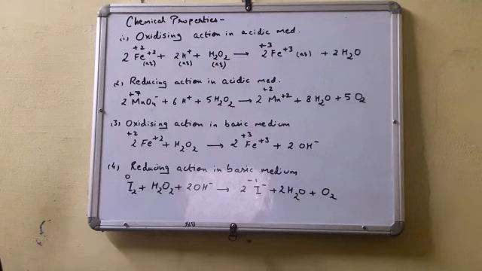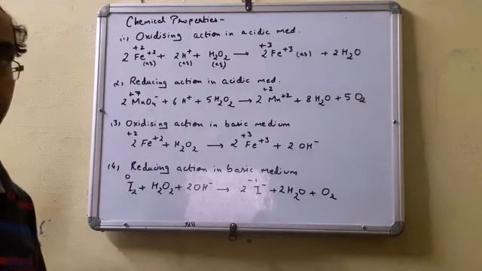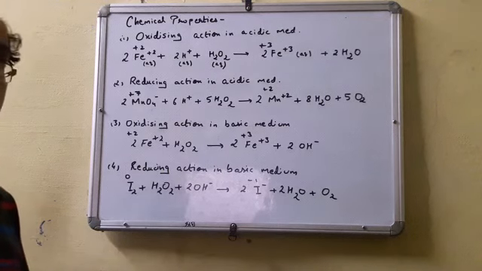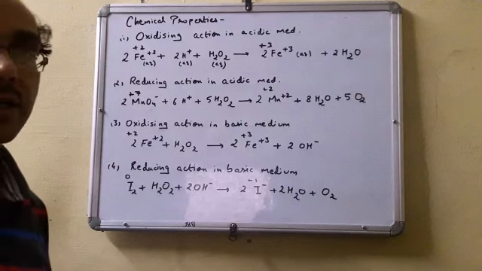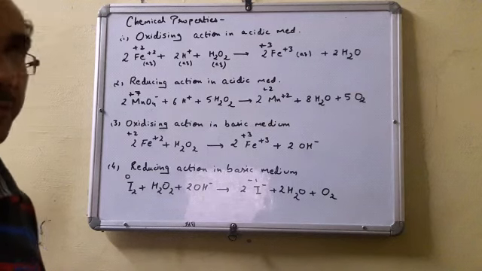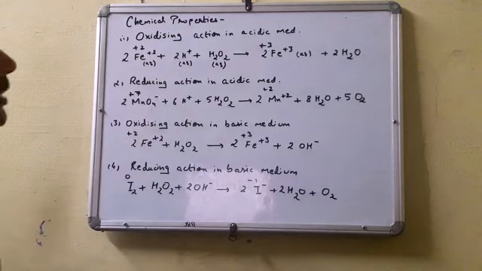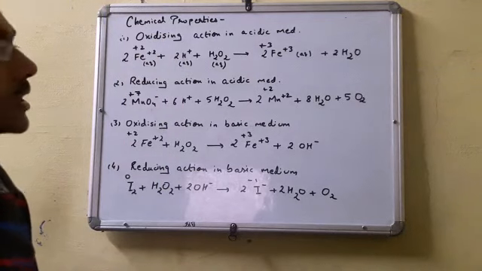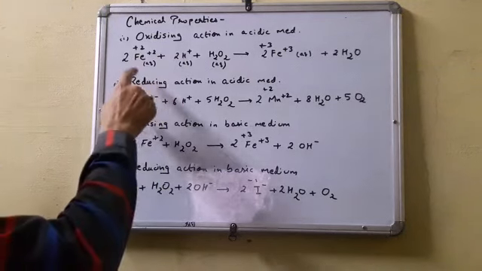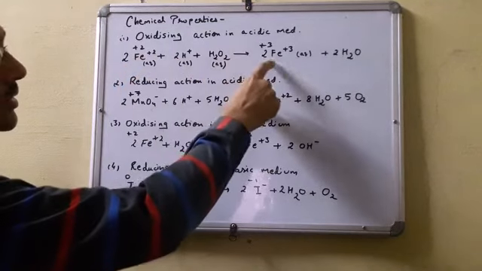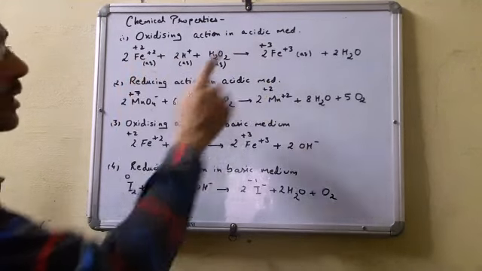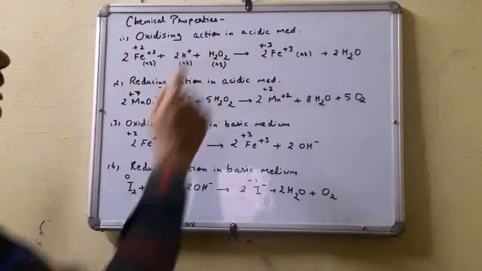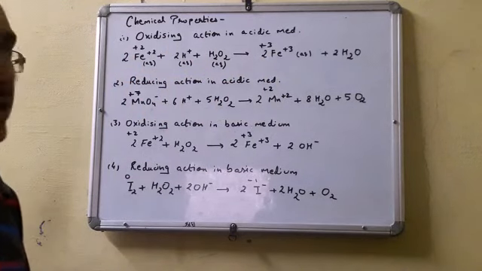Now students, see the chemical properties of hydrogen peroxide. It acts as both oxidizing agent as well as reducing agent in acidic medium as well as in basic medium. Let's see the first reaction. In this it behaves like oxidizing agent in acidic medium. It converts Fe plus 2 ion into Fe plus 3 ion, that means ferrous to ferric. That means increase in oxidation number, that means it acts as an oxidizing agent.